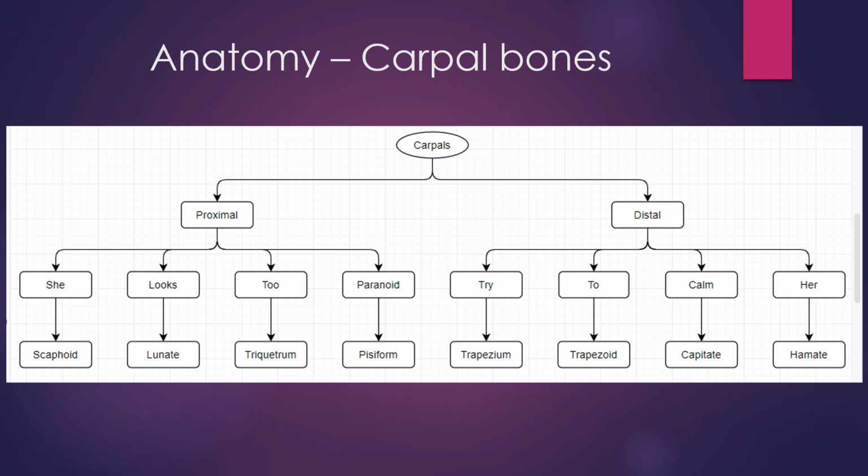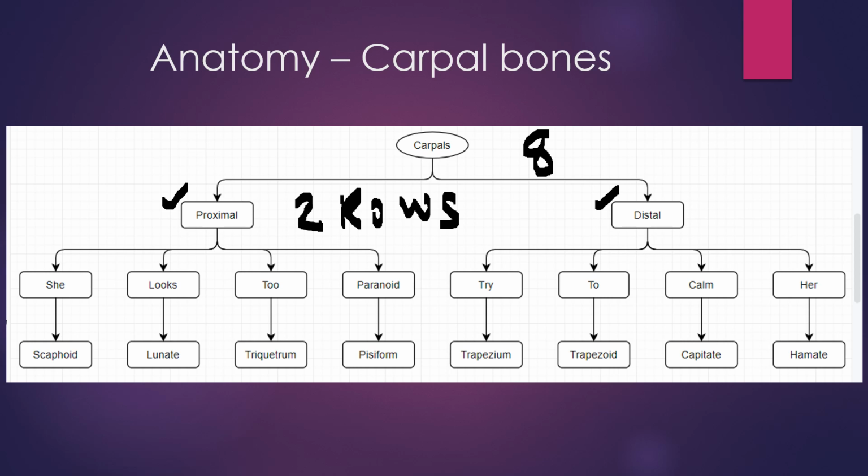So starting with the anatomy of the carpal bones. In total there are 8 carpal bones. Carpal bones are present in the wrist joint between the radius and ulna and the metacarpals. They are present in 2 rows, the proximal and the distal rows.